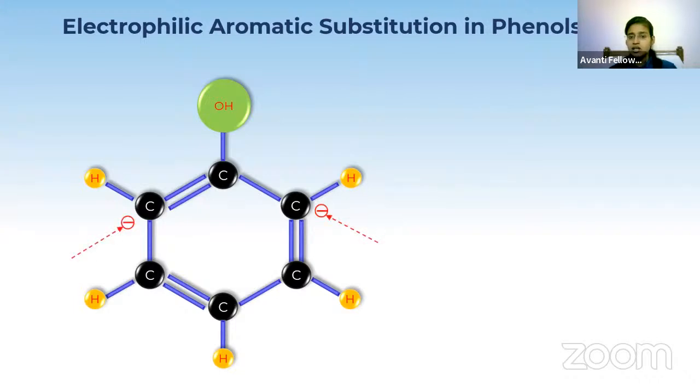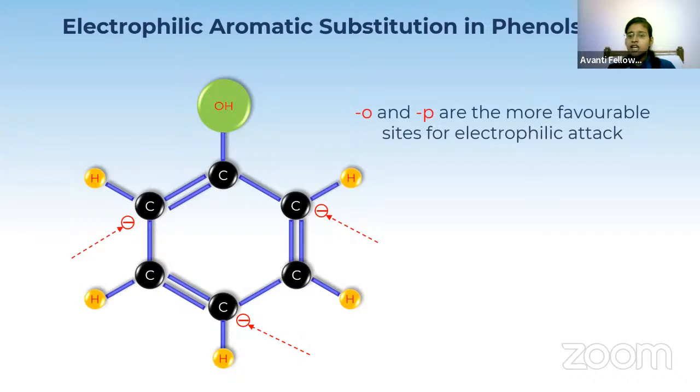Now the electrophile will come and get substituted in the ortho position and in the para position. You know why? During resonance, only the ortho site and the para site, ortho meaning adjacent and para meaning opposite, will get the negative charge. The negative charge will be delocalized on the ortho and para positions. Negative charge means the electron rich site, so the electron deficient electrophile will come and get attached to that ortho and para site. There is no effect on the meta site. So ortho and para sites are the more favorable sites for electrophilic attack.